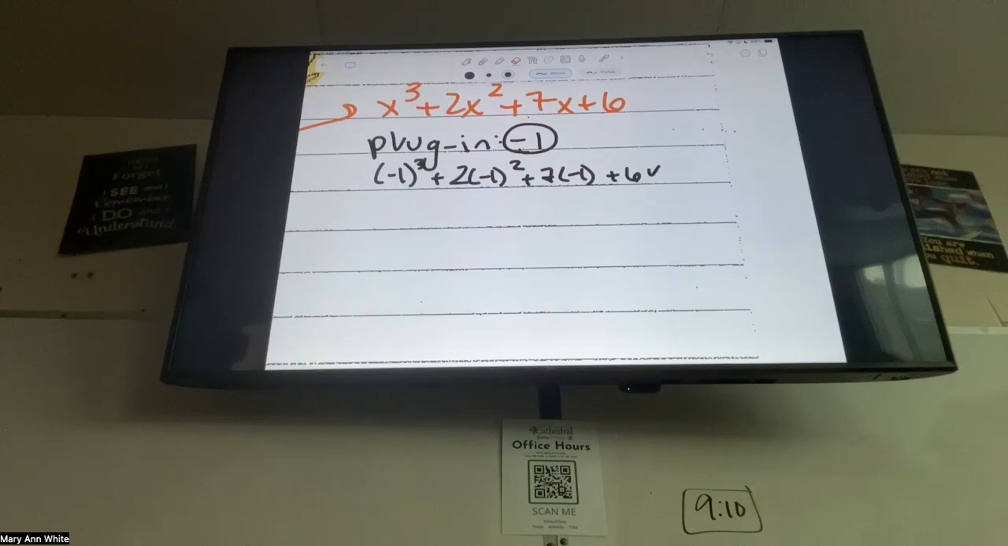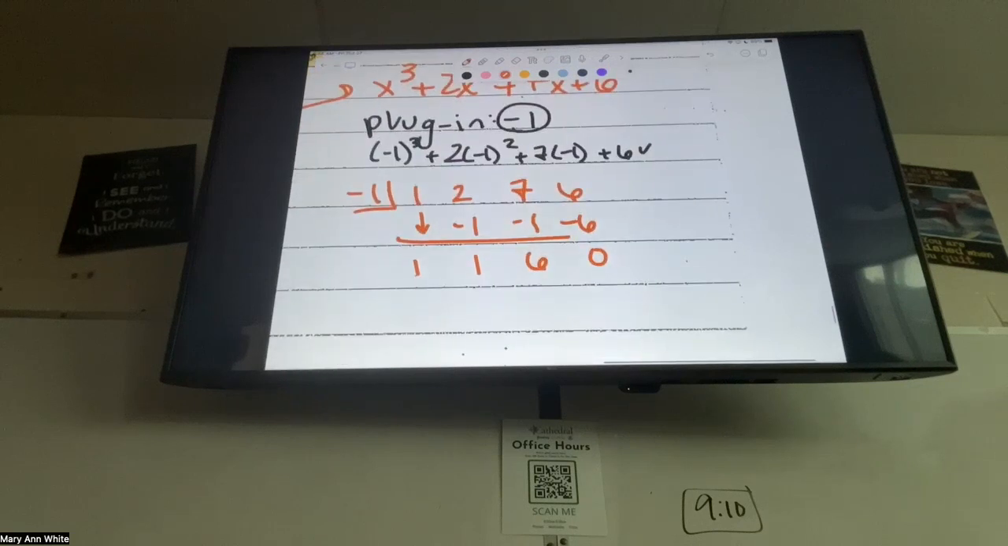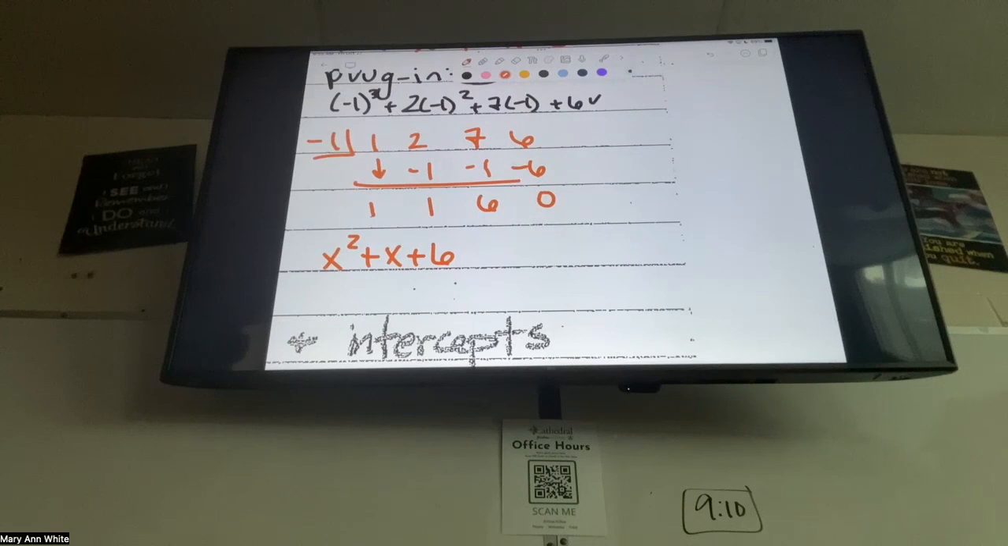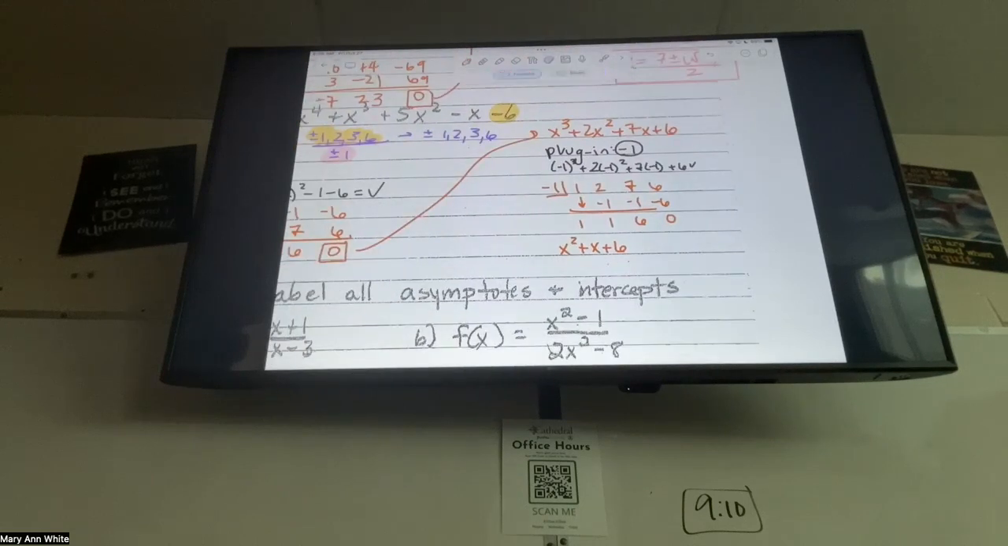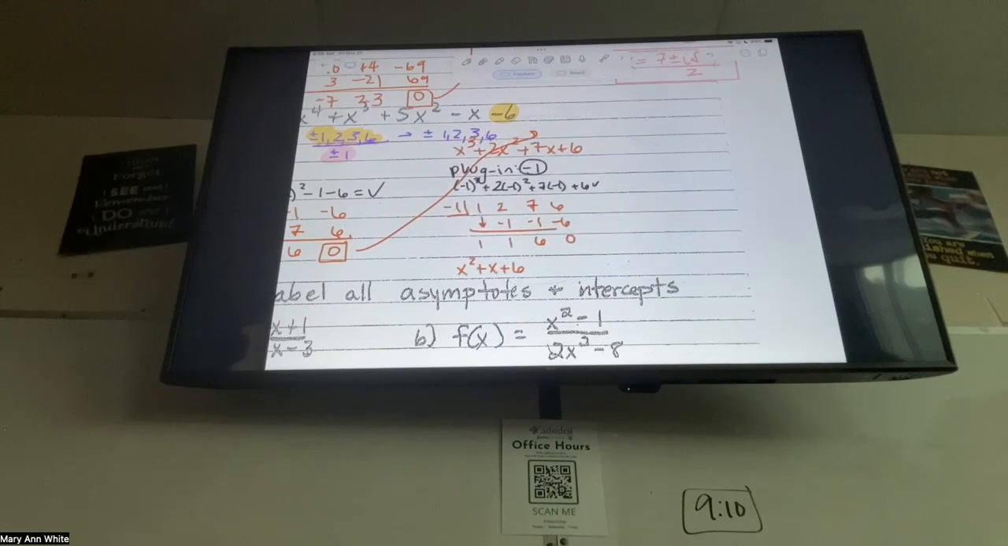Okay, then what do I do with that -1? Synthetically divide. Good. And then now I have another polynomial, x squared plus x plus 6. This feels better because now I have a quadratic, so I either can factor or I can quadratic formula. Can you factor this one? So we're just gonna have to quadratic formula. Probably used too much space earlier. We'll move all this over a little bit.